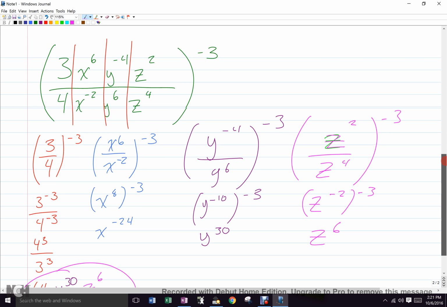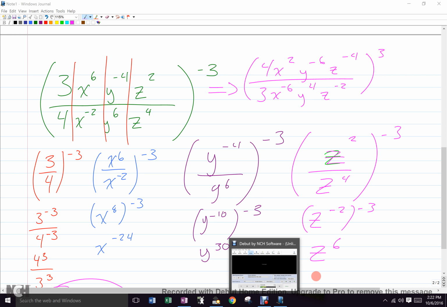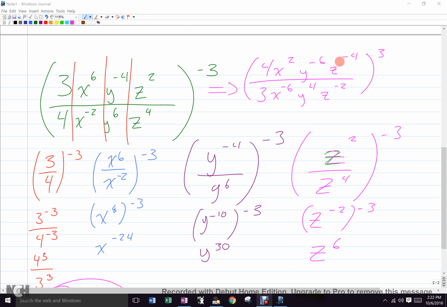Yes. Could you have done this? 4x squared, y to the negative 6, z to the negative 4 over 3x to the negative 6, y to the 4th, z to the negative 2, all to the positive 3. Yes, because the negative flipped everything in here, right? Which changes the exponents.